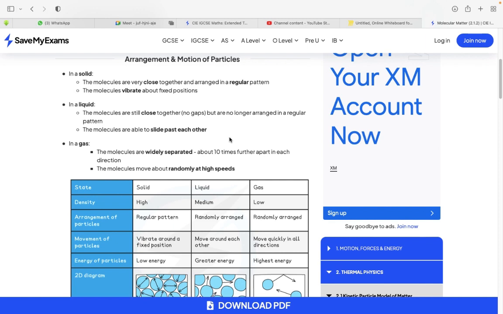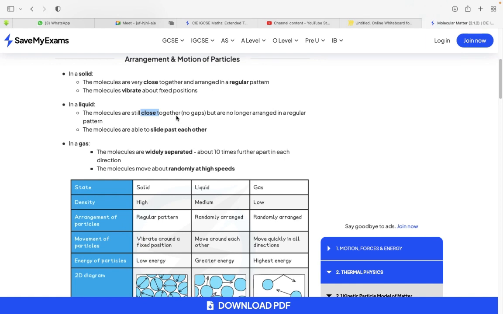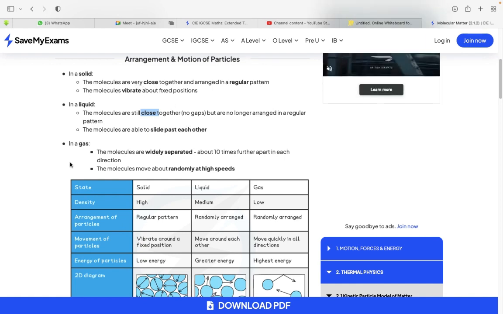So we talked about their motion, that they are able to slide. Liquid molecules are able to slide past each other. That's how the molecules move. And in solid we say they vibrate. Vibration is their movement. But we also talk about their arrangement. We say they are close. The molecules are close together, and there is no serious gap between the molecules. And then the molecules are able to slide past.